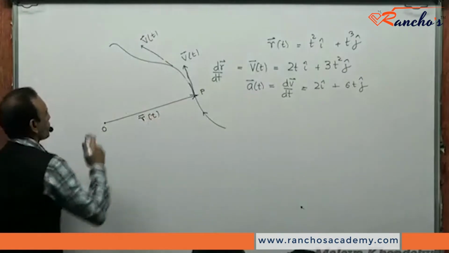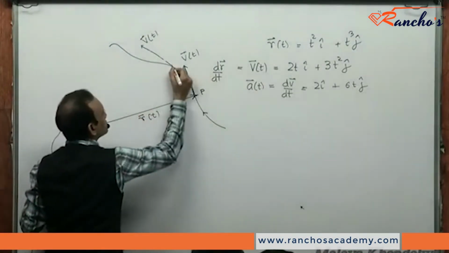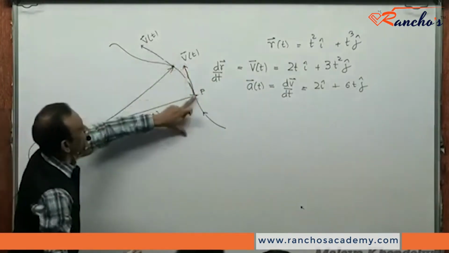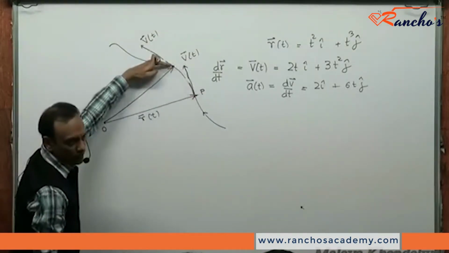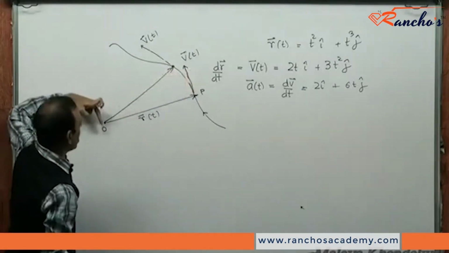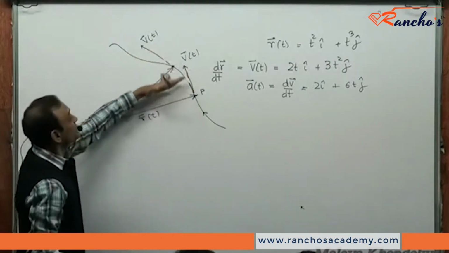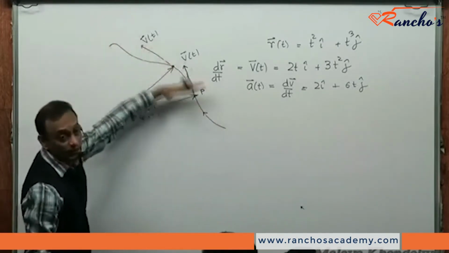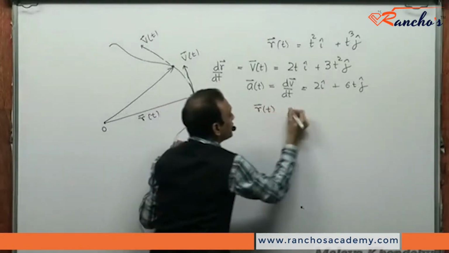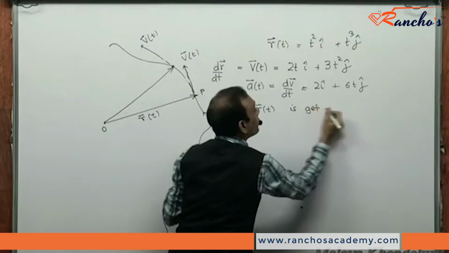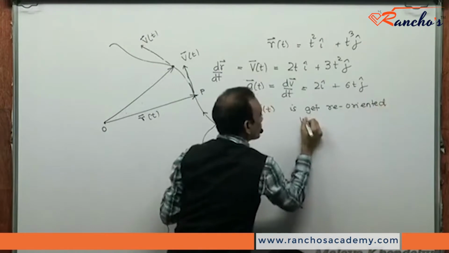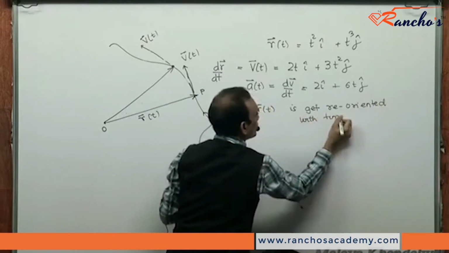Now, the line joining the particle to the observer. The particle P is here, and then the particle P could have been there an instant later, and this is my observer. This is the line joining the observer to the particle. This, you realize, is getting reoriented with time. The vector OP, r(t), is getting reoriented with time. Yes or no?